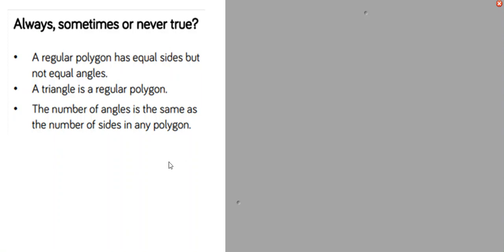Okay? For this last one, you might want to experiment a little bit. So I would maybe draw a few different polygons on my paper. I would count the number of angles and the number of sides to help me answer that question. Pause the video now and have a go.